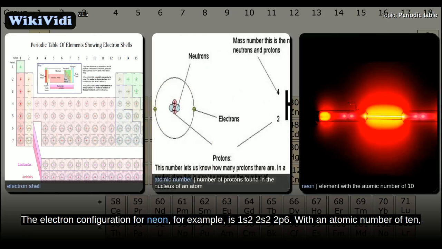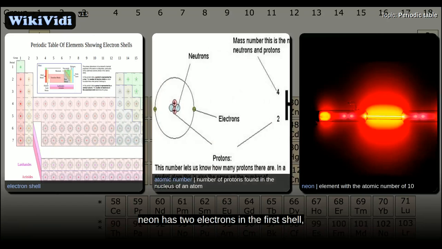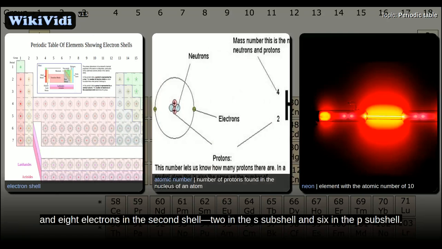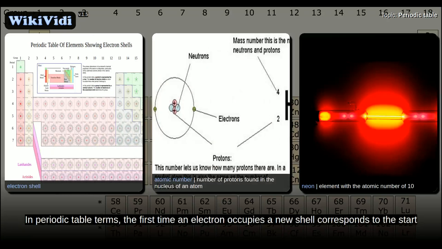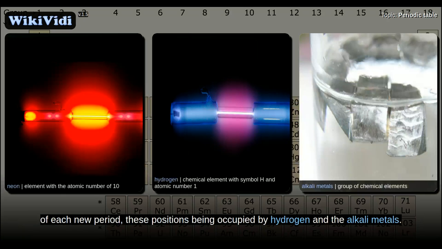The electron configuration for neon, for example, is 1s2 2s2 2p6, with an atomic number of 10. Neon has 2 electrons in the first shell, and 8 electrons in the second shell, 2 in the s subshell and 6 in the p subshell. In periodic table terms, the first time an electron occupies a new shell corresponds to the start of each new period, these positions being occupied by hydrogen and the alkali metals.